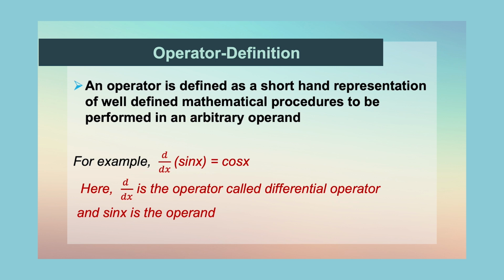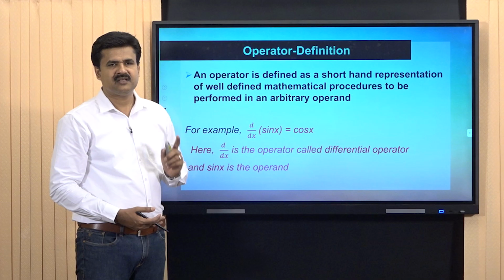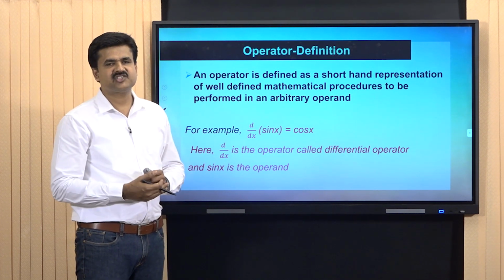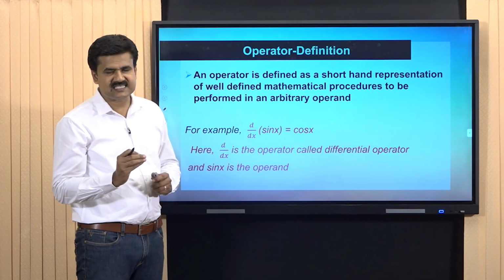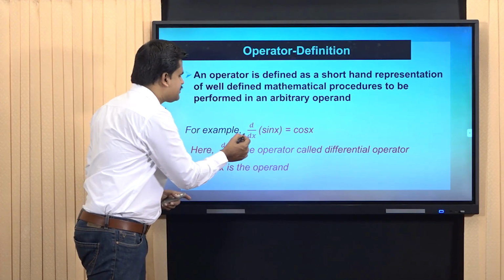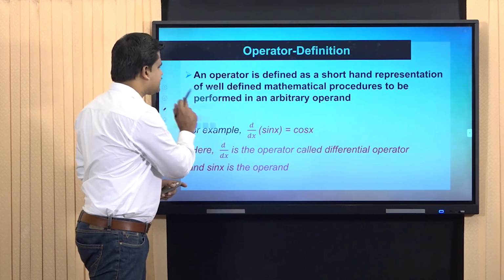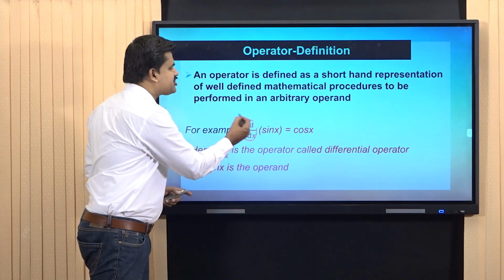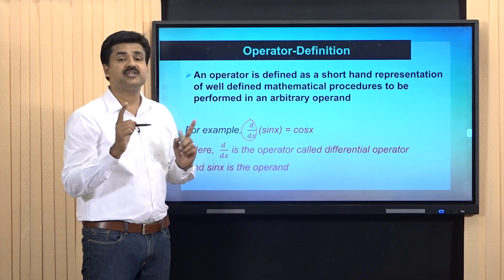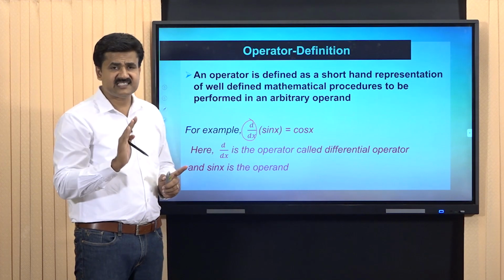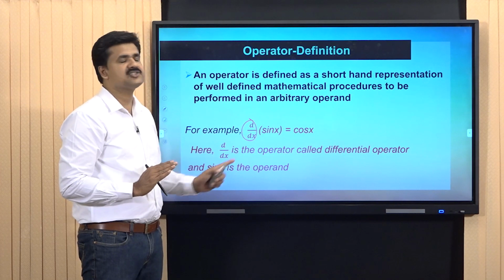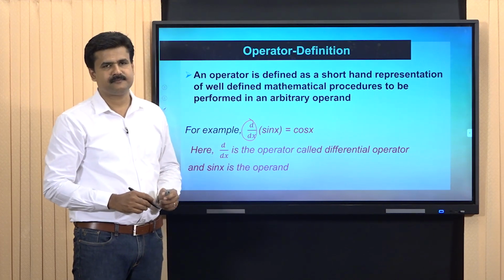As I already mentioned, sin x is the operand. Therefore, an operator is a shorthand representation of the mathematical procedures to be performed in an operand. By seeing this d by dx, it gives the information that we are going to differentiate the operand with respect to x once. That is the information we obtained from this shorthand representation d by dx.